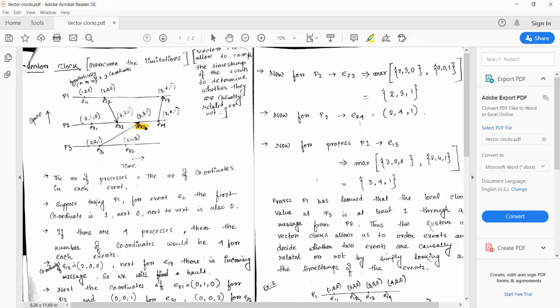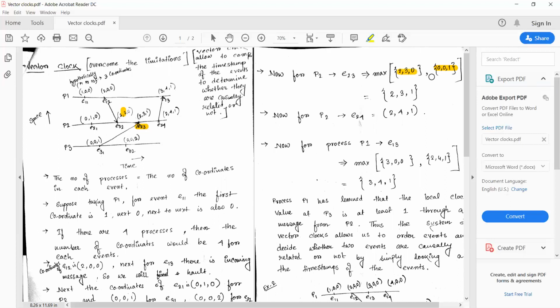Just pause the video and try yourself first. Okay. Listen. This is also an incoming message from E31. So what message is it getting? 001. That I am writing here, 001. If the incoming message is not there, what will be the value? See, this is for P2. So which value will get changed? The value of P2 will get changed by plus 1 plus D, because E22 happened before E23. So the value will be 230.